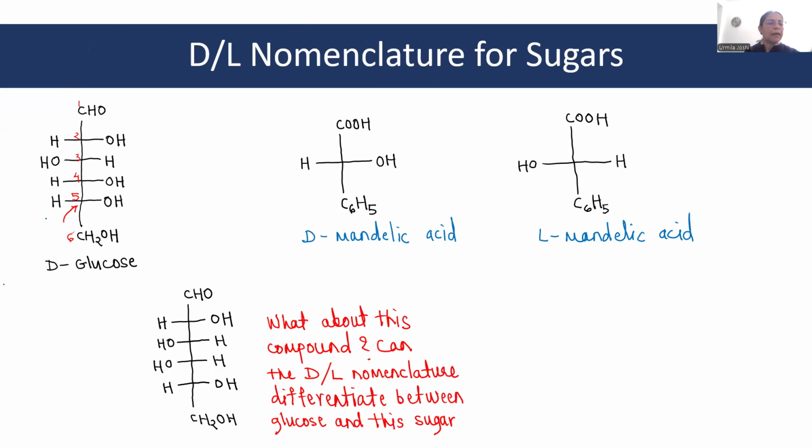I hope everybody understands this. Carbon number 5, the chiral carbons are 2, 3, 4, and 5. So this is the highest numbered chiral carbon. And since the OH is on the right, this is D-glucose.